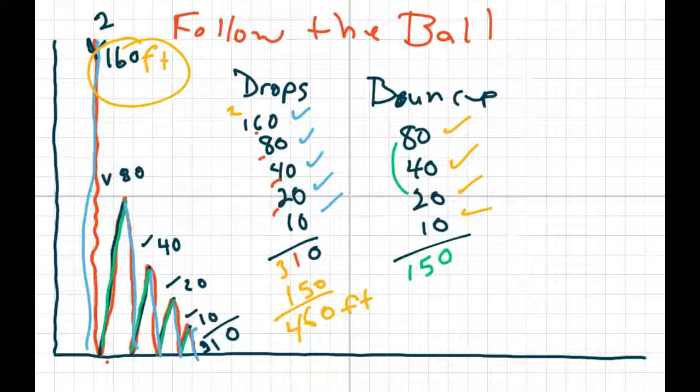So this is to follow the ball all the way down, up. Each bounce was half of its distance of the drop, and we have a total of 450 feet.